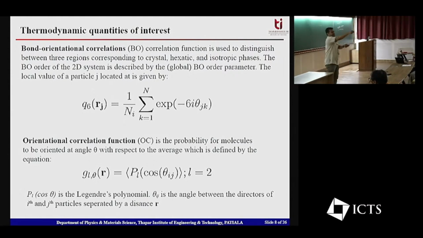The other one, for the liquid crystalline system specifically, is the orientation correlation function. It tells us how the molecules are oriented at different places. If they are oriented along the same direction, you have orientational order. That's captured through that function.